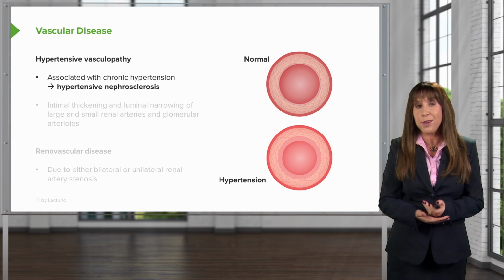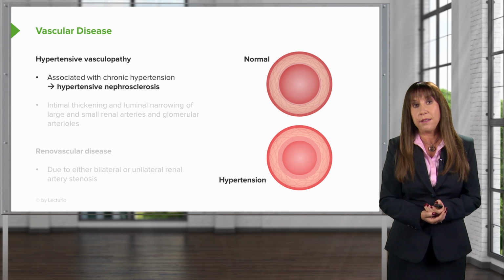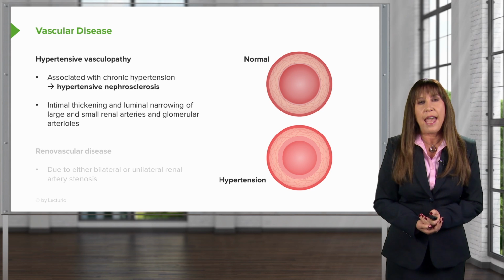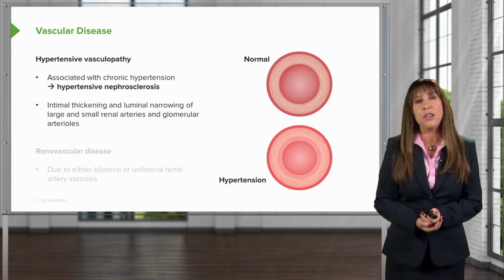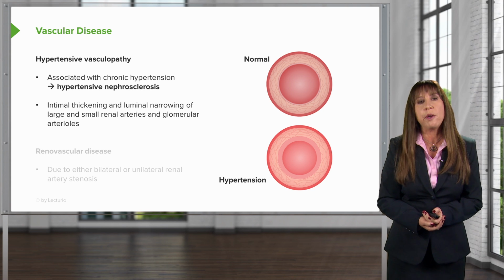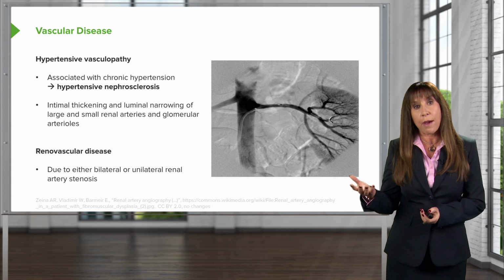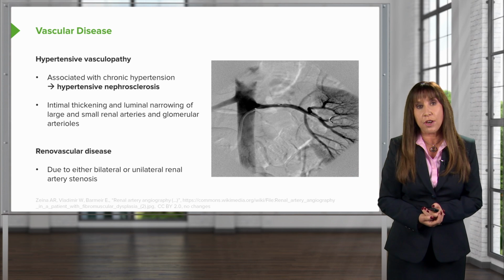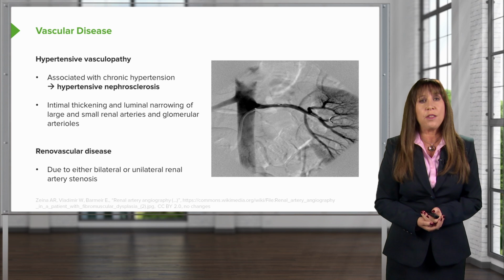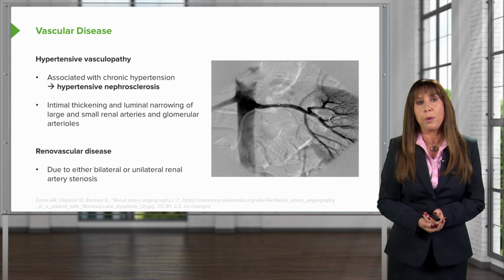So very common, the number 2 cause of people being on dialysis in the United States. And what we see pathologically is these patients have an intimal thickening and luminal narrowing of their large and small renal arteries and glomerular arterioles. We can also see renal vascular disease, and we're going to talk about this in our secondary hypertension lecture. This can be due to either bilateral or unilateral renal artery stenosis.